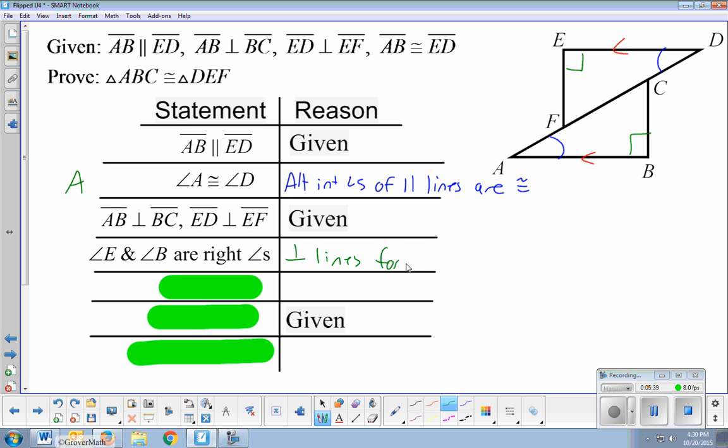Perpendicular lines form right angles. And if they're both right angles, then they are congruent because all right angles are congruent.